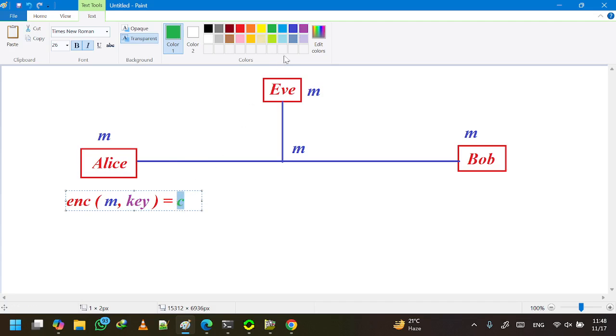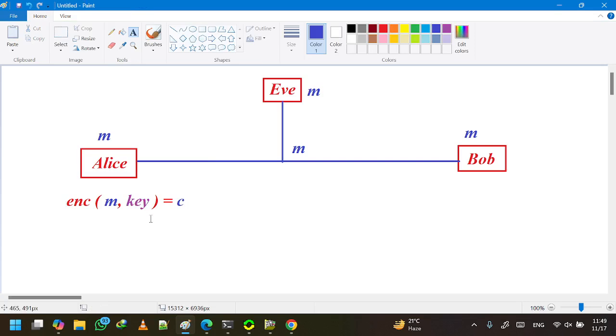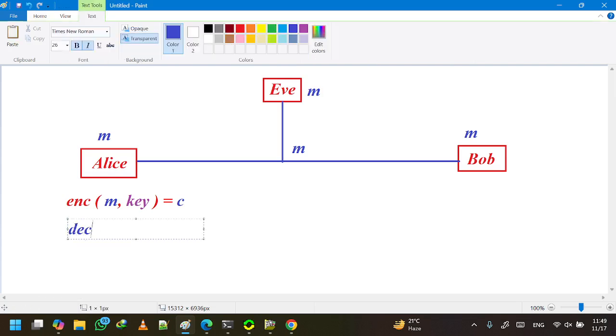If this key is known, the game is over. Kirchhoff's principle says that the secrecy of the communication will depend on the secrecy of the secret key. If this secret key is known, a hacker will be able to decrypt. For this, we use a decryption operation. Decryption is another function, the reverse of the encryption function, which produces the original message from the ciphertext.